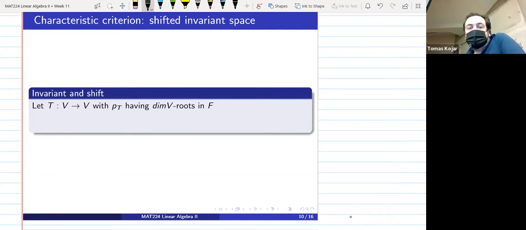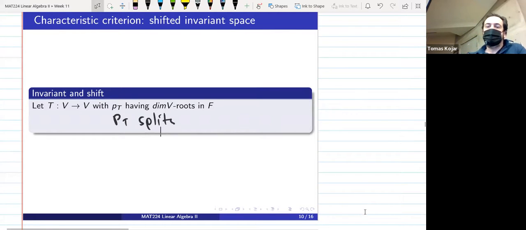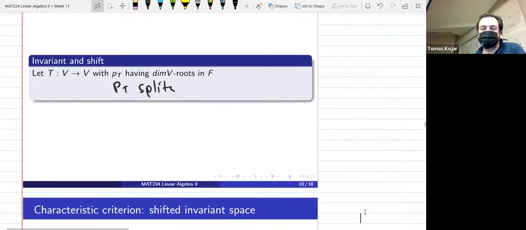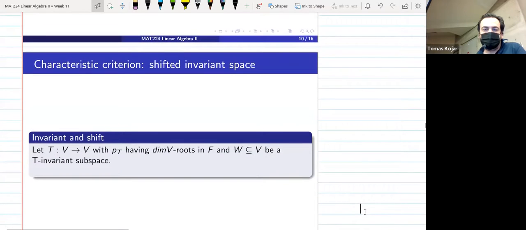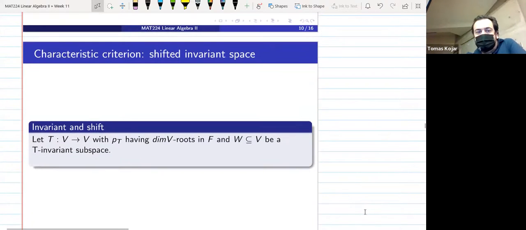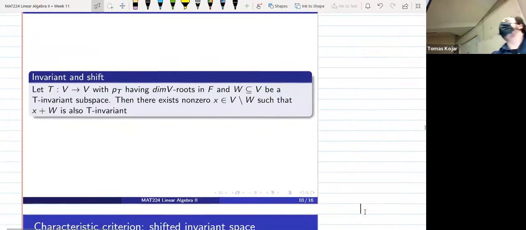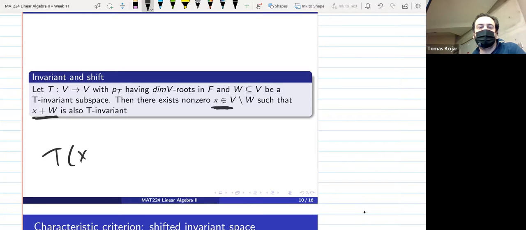Okay, again, PT splits, that's what this means. If you want to think of reals, just think of PT being the product of reals. And take W to be PT invariant. Then we're going to show the following technical result, that you can find some element X so that X plus W is T invariant. So T of X plus W will be inside X plus W.